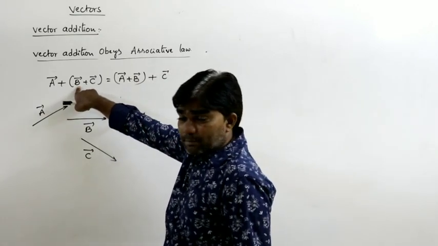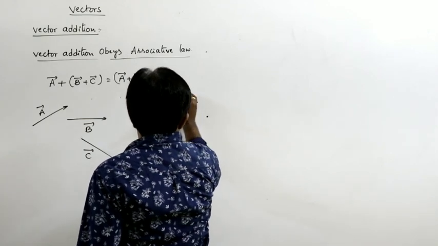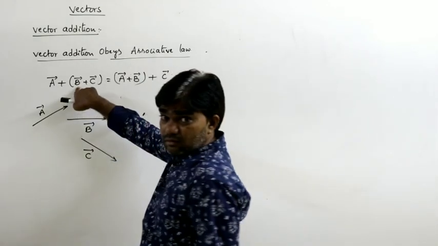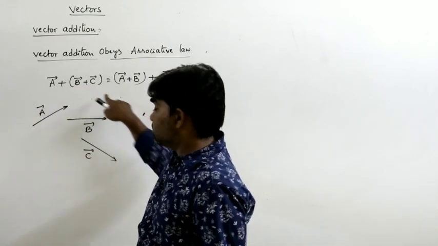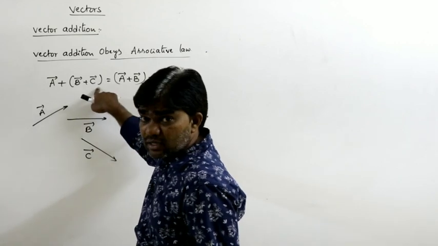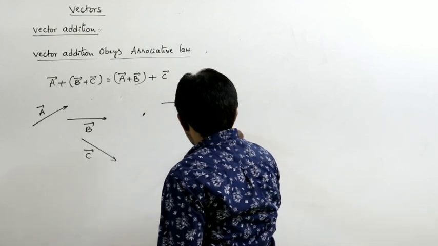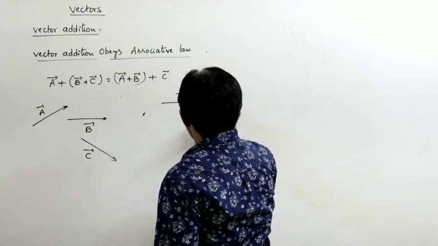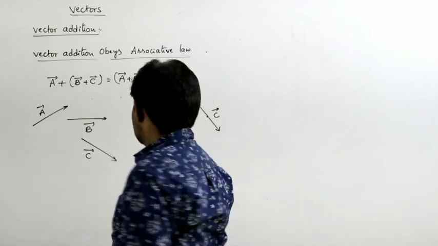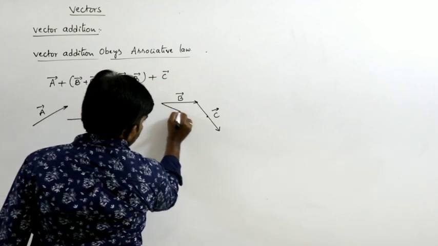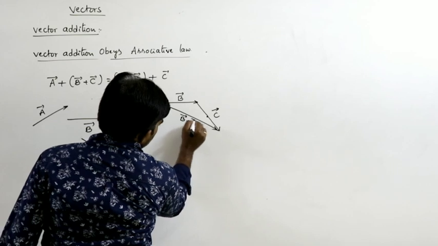What is the first vector here? b bar. So first I am considering b bar, this is the direction of b bar. First I am doing b bar plus c bar. The second vector is c bar, and this is the direction of c bar. Without changing its magnitude and direction, we must draw it. The line joining the starting point and ending point gives the direction and magnitude of b bar plus c bar.